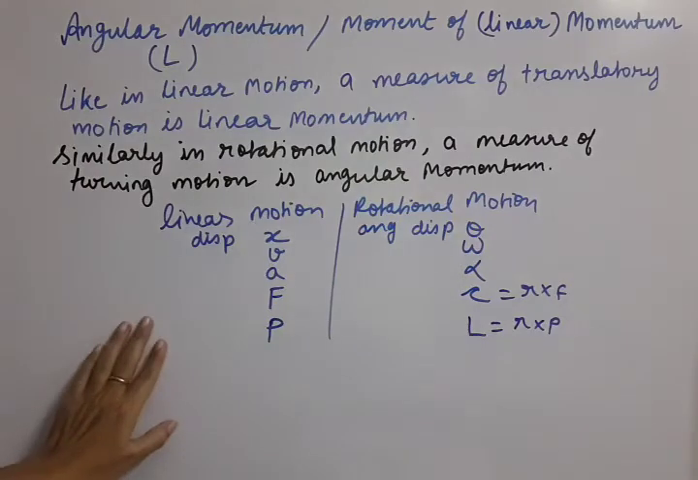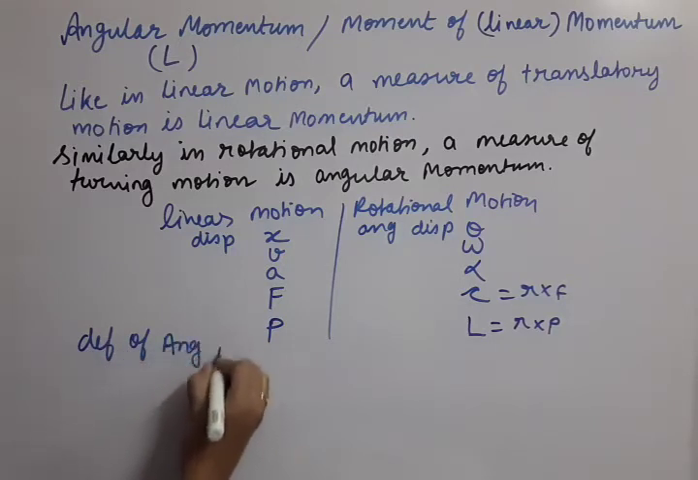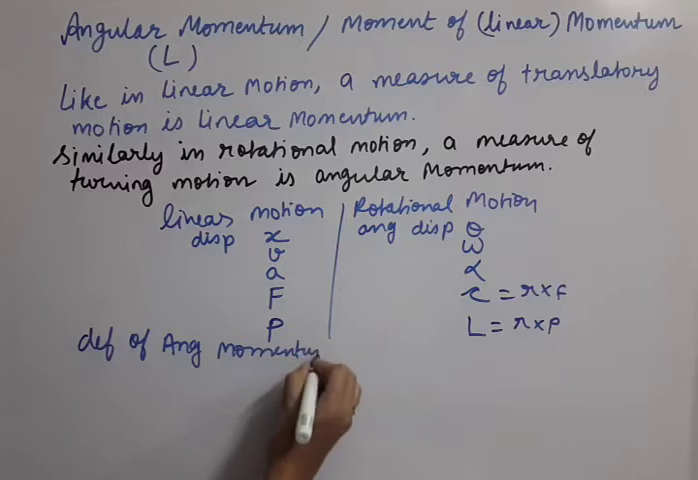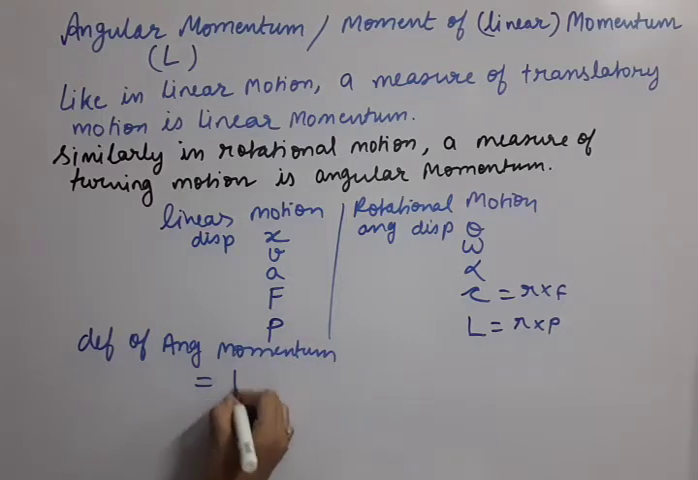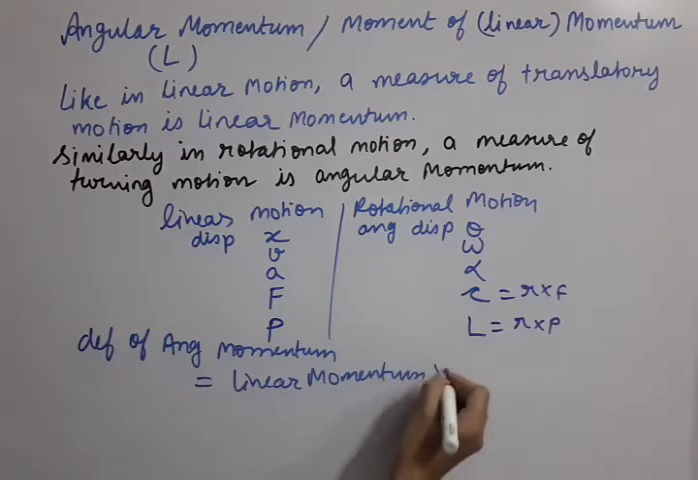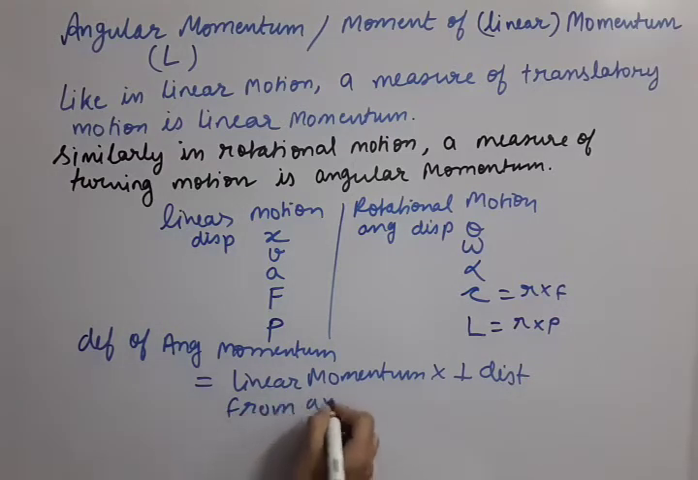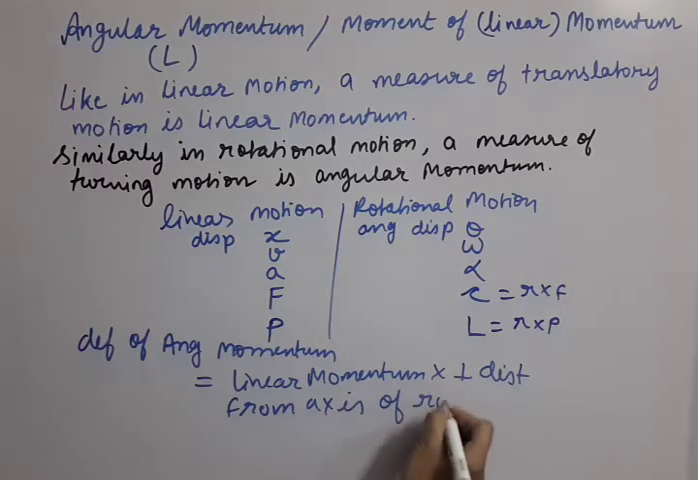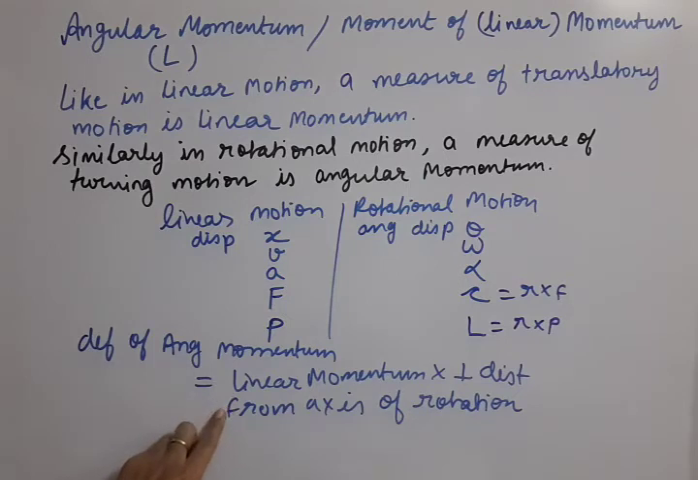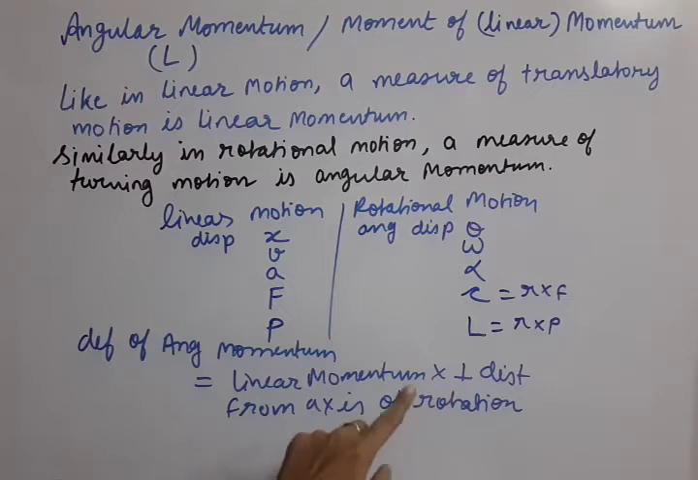Okay, so let us write a proper formula for angular momentum. The definition of angular momentum: linear momentum into perpendicular distance from the axis of rotation. So this is the proper definition of angular momentum, that linear momentum into the distance. Which distance? Perpendicular distance from the axis of rotation.